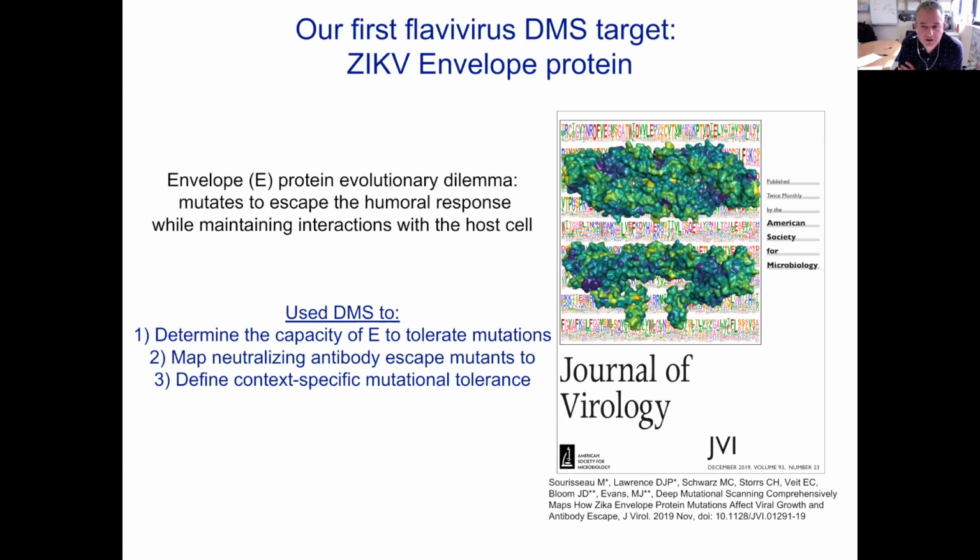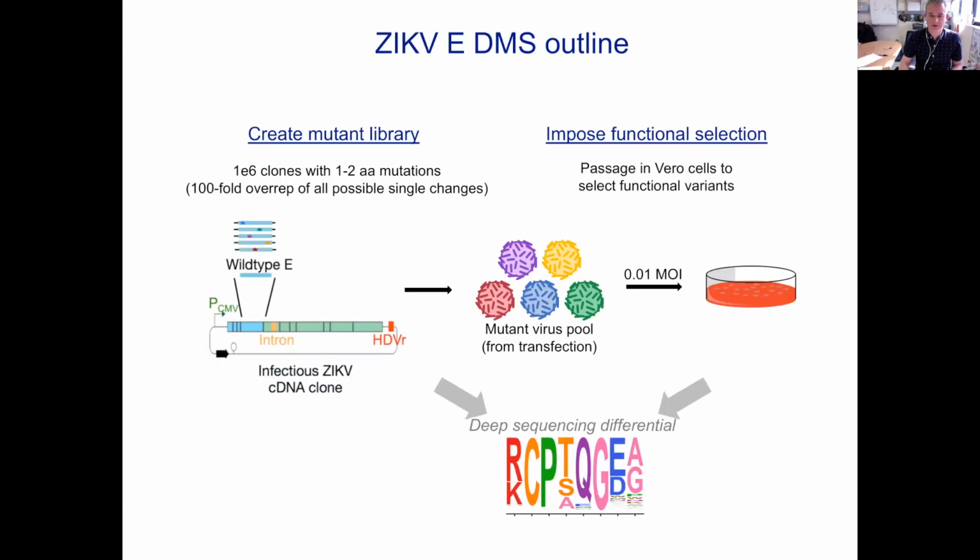And so we want to understand the E protein's capacity to tolerate changes and what that flexibility meant in terms of antibody neutralization. So this was all published a few years ago, but just to summarize, we created a library of mutant plasmids, again, encoding all possible E protein single amino acid changes.